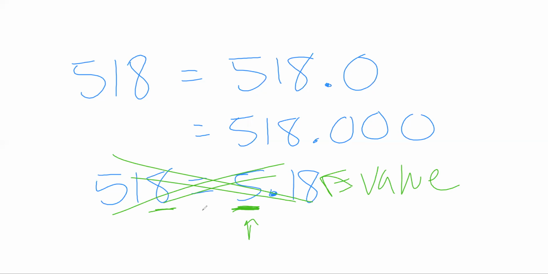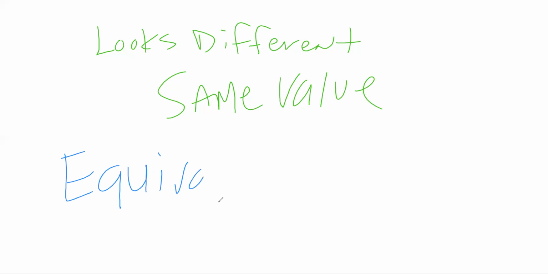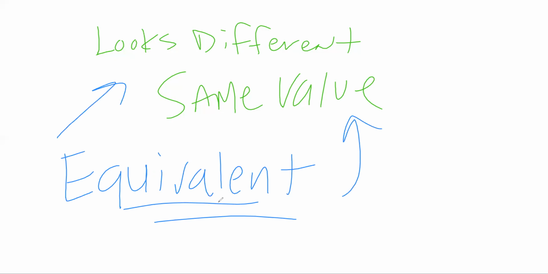So again, remember with equivalent, it looks different but it has the same value. When someone says something about equivalent, just think: how can I rewrite this so that it has the exact same value, but it looks different? And that's how it works with decimals, just that idea of trailing zeros. I really hope that helps. Continue to ask the questions, and as always, thanks for being here.